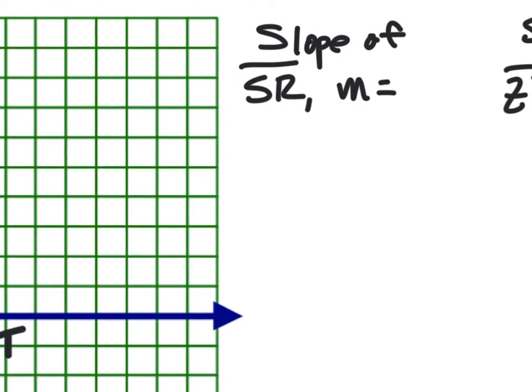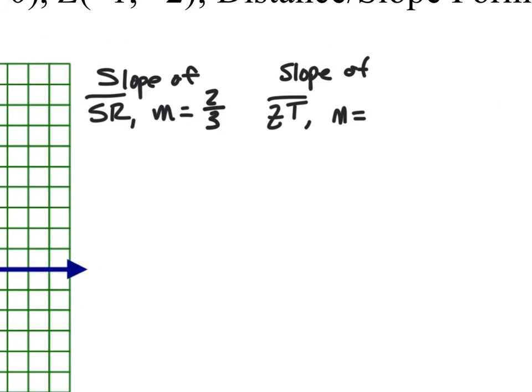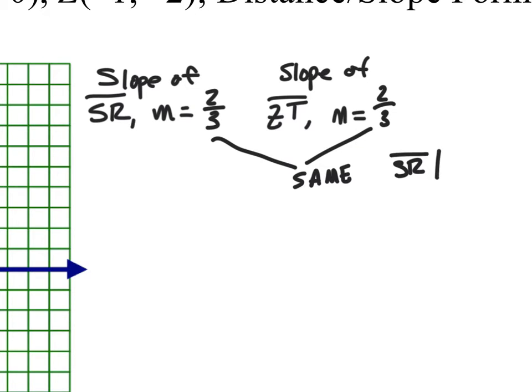So let's go ahead. For SR, I have a slope of 2/3, okay? And then for ZT, I've also got a slope of 2/3, okay? So because these numbers are the same, okay, then I know that SR is parallel to ZT, okay? They have the same slope, so they're parallel.